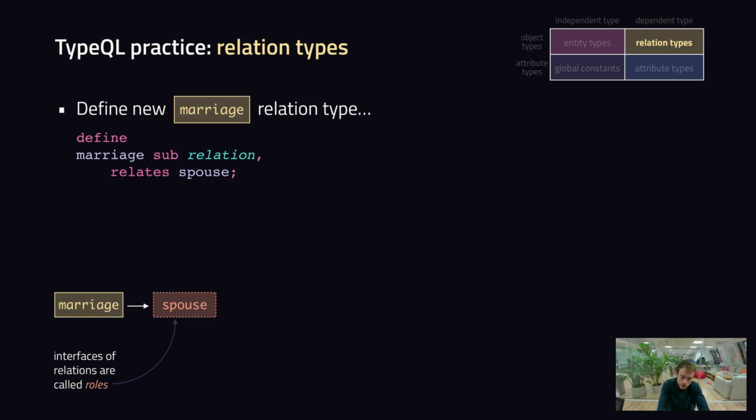Diagrammatically, what happened with this declaration is that we created the type of marriage, and we also created the interface type spouse. And at this point, I can tell you that, in fact, we have specialized terminology here. We speak of roles as the interfaces of relations. So we created marriage with a spouse role and a dependency on marriage on spouses. So when we want to instantiate marriages, we now need to make reference to instances of spouses.